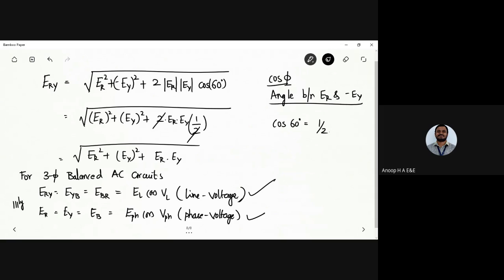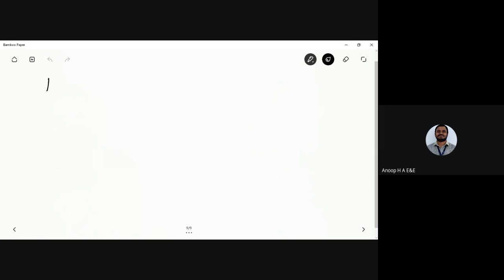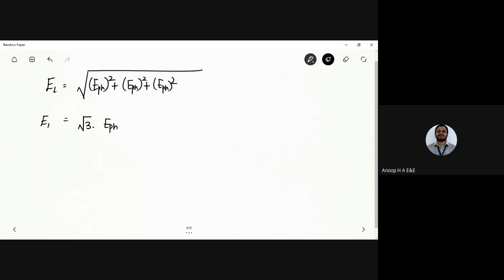Okay. So after writing it, I have EL equal to root of EPH squared plus EPH squared plus EPH squared. So it would be written as root 3 into EPH. How did I write it? This is from the simple math rule.